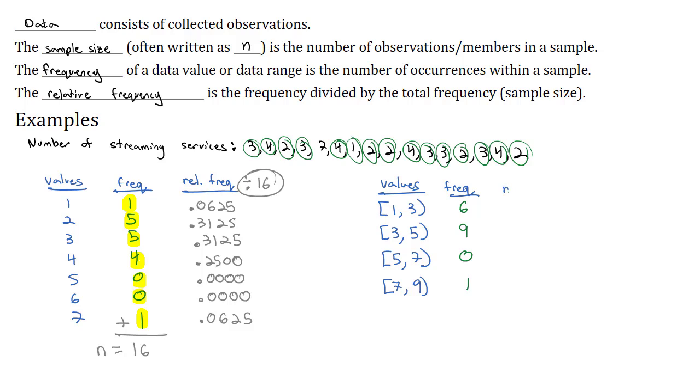And then we can make a column for the relative frequency, again, by dividing by the total frequency. And so if we add up the frequencies, 6 plus 9 plus 1, we get 16. As expected, it's the same sample size. So we'll take the 6 divided by 16, and that's 0.3750. 9 divided by 16 is 0.5625. 0 divided by 16 is 0.0000. And 1 divided by 16 is 0.0625. And that is our frequency table. 2 ways to demonstrate the same data.